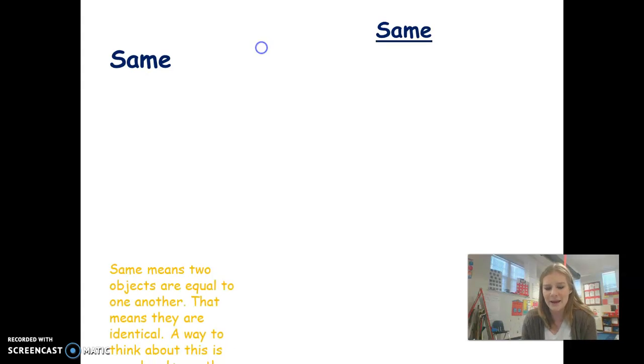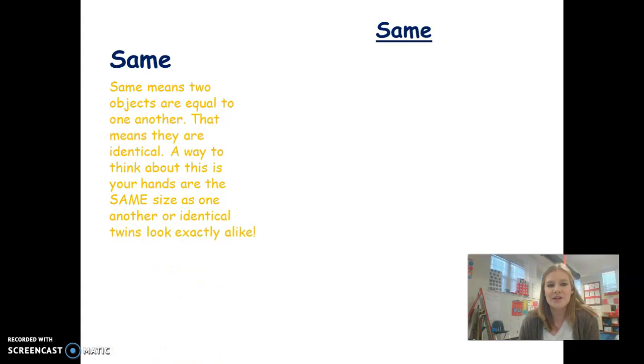What about same? Same means two objects are equal to one another, and a way for you to think about that is identical. Identical means it's exactly the same. So if you look at both of your hands, if you line them up, they are exactly the same size and they look exactly the same. Another way to think about it is identical twins. If you've ever seen identical twins, they look exactly the same. So when something's telling you to find something that is the same as something else, they need to look exactly alike. So let's look at an example on this slide.